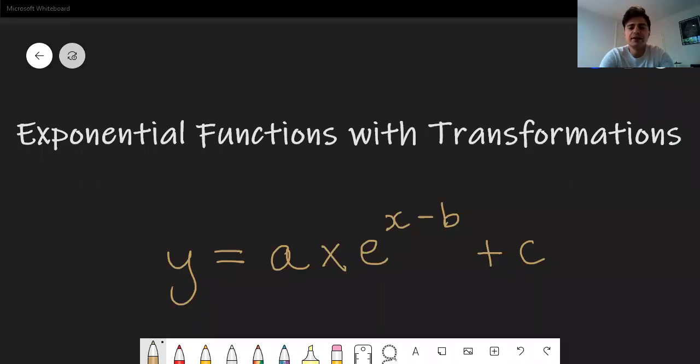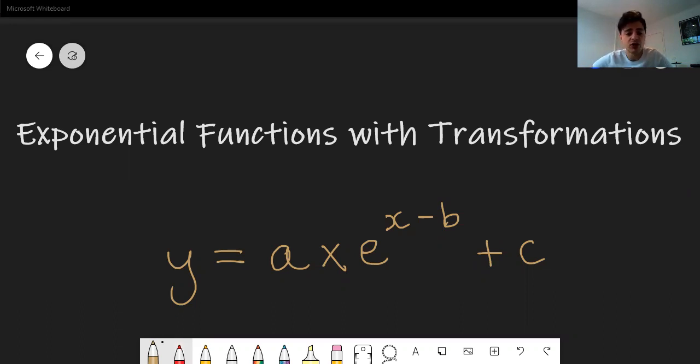All right, hello again. This time, the video is going to be about exponential functions like before, except we're going to be looking at some transformations also. The equation that I have written here at the moment, y equals a times e to the power of x minus b plus c. This is just another exponential function like we've looked at before.